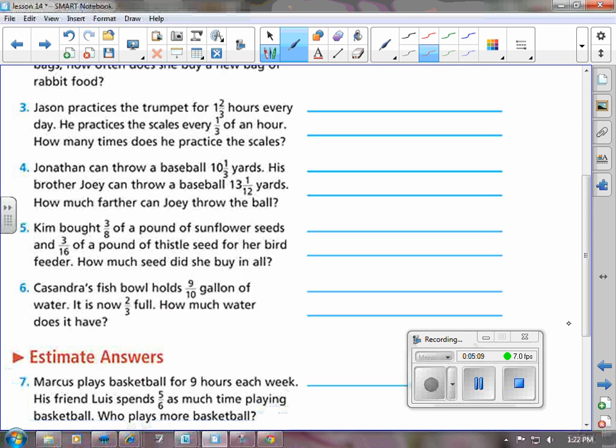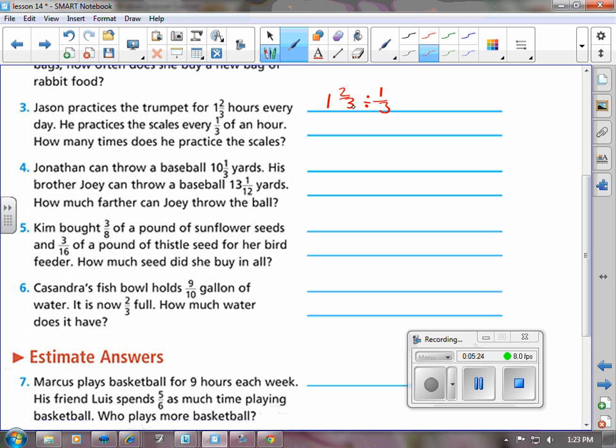Jason practices the trumpet for 1 2/3 hours every day. He practices scales 1/3 of an hour. So how many times does he practice scales? We're going to divide again. We're going to take 1 2/3, divide that by 1/3.